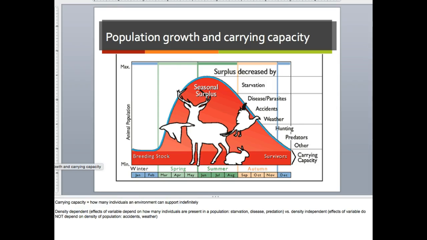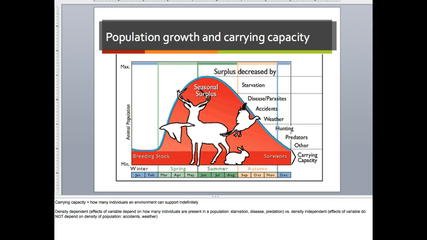I also want to mention the concept of population growth and carrying capacity. Your book talks a lot about carrying capacity as being the maximum number of organisms that a population of animals or an environment can support. I want to make sure everybody understands that carrying capacity fluctuates throughout the year.